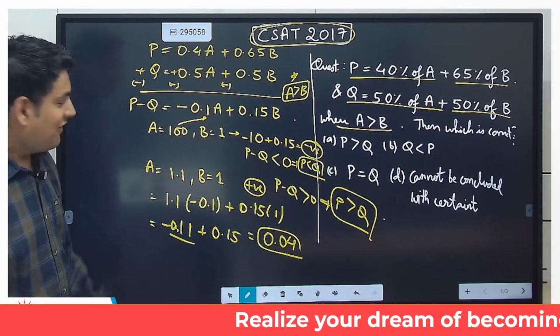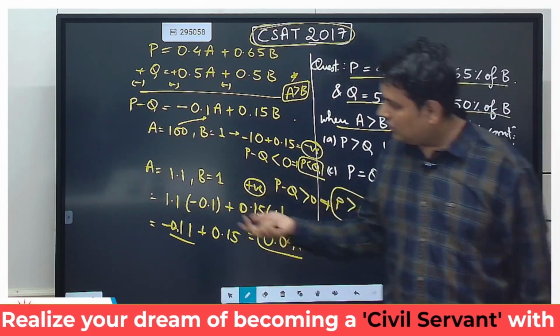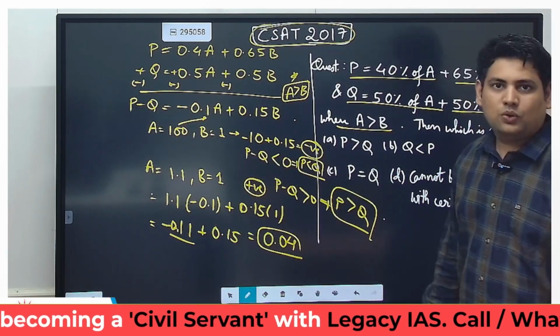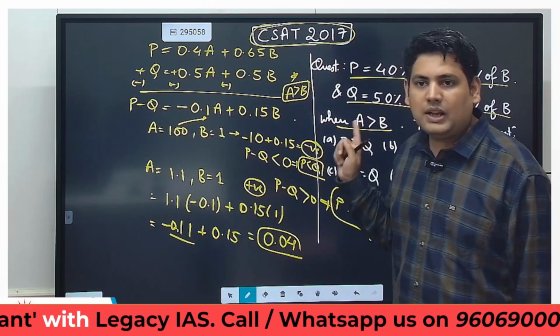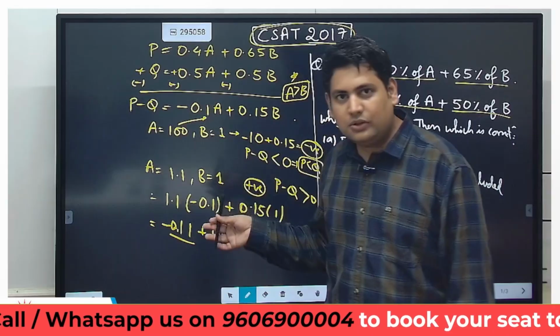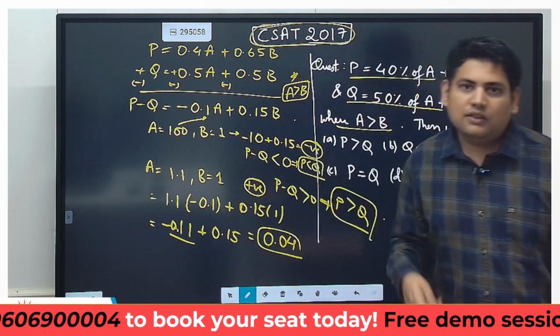Now if I took values like this, then I am getting P is less than Q. If I took values like this, I am getting P greater than Q. Now this is an issue, correct? Because it was not defined what is the value of A and P. So this becomes a problem. That is why we cannot conclude anything from this.